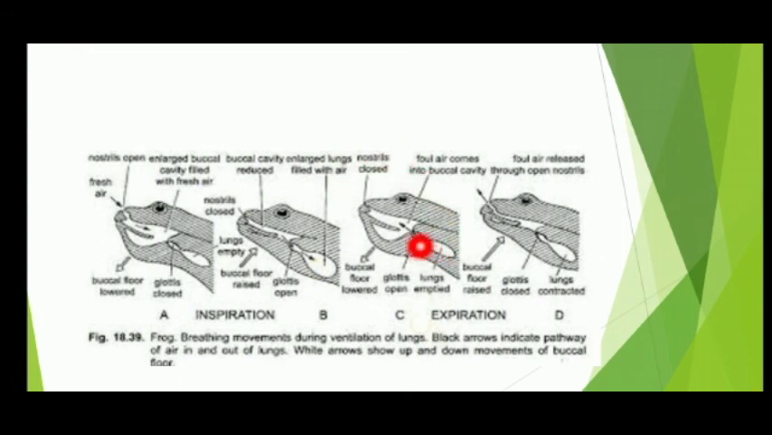In the first step, the glottis is opened and the buccal floor is lowered. Buccal floor thaazhnnu. So the space of the buccal cavity increases. So pressure decreases here. But this time the lungs are filled with foul air, so pressure is high in the lungs. So automatically this foul air rushes into the buccal cavity through this opened glottis. That is the first step.